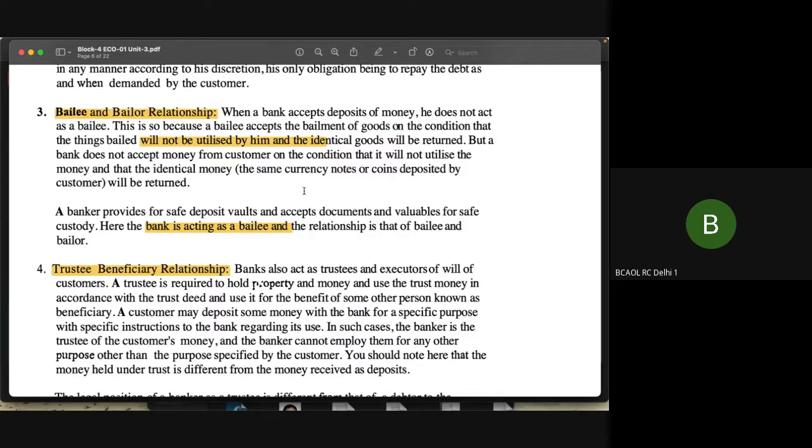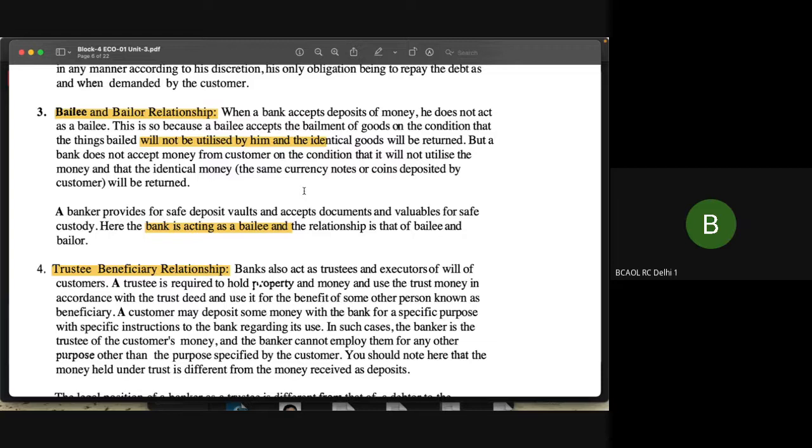So they are in a bailor-bailee relationship, not in terms of the money, but in terms of the locker. When the bank receives the money from you, it does not become a bailee. Why? Because under bailment, you can't use the product. Sorry, I said it wrong earlier. Under bailment, you can't use the product. You just need to do whatever is asked and return the good.